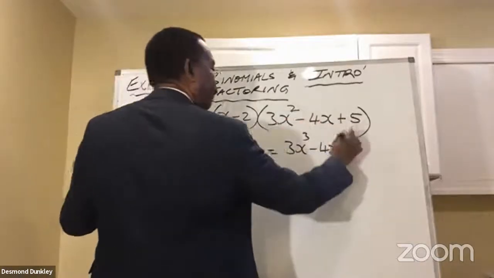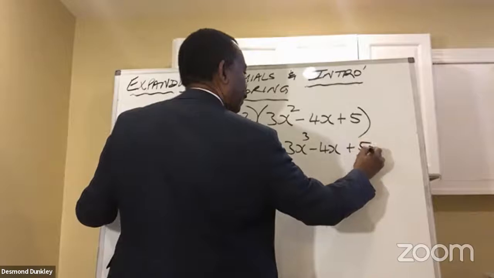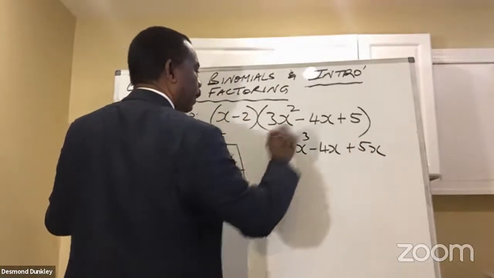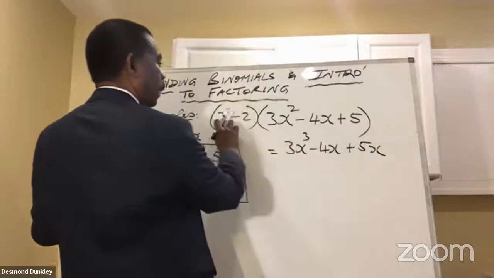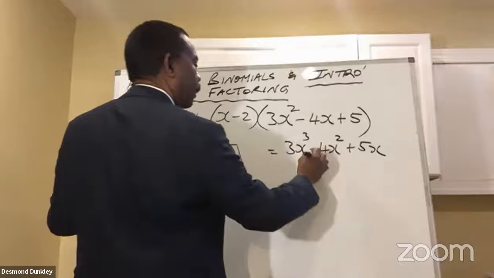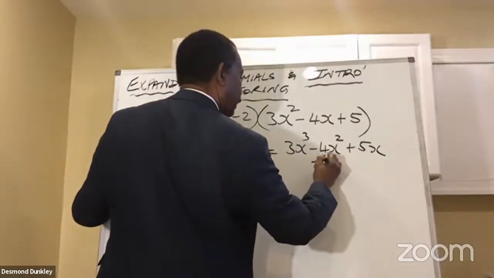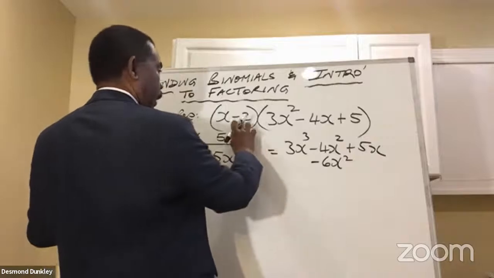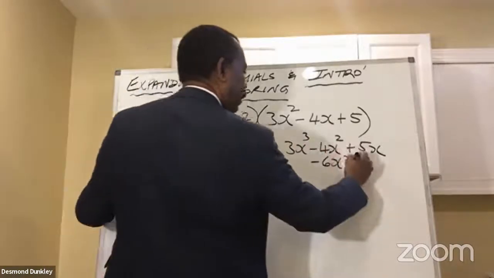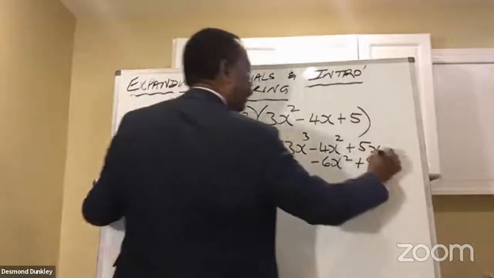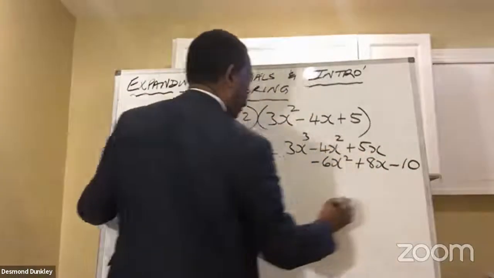X times 5 plus 5x. Negative 2 times 3x squared is, well, x times 4x is 4x squared, sorry. Negative 2 times 3x squared is negative 6x squared. And negative 2 times negative 4x is 8x. Negative 2 times 5 is negative 10.